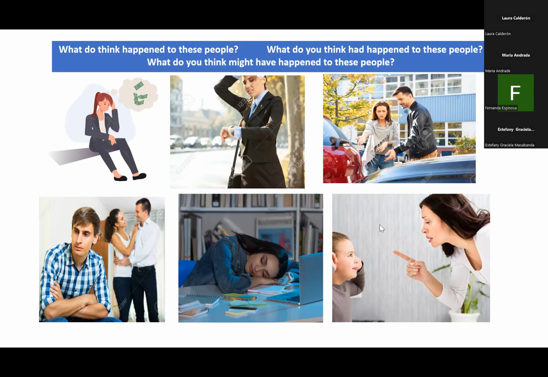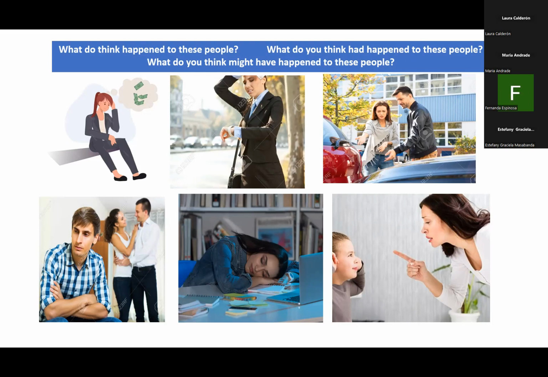The last one. Again, can you tell me, Maria, about picture number 6? The one with the mother and the kid. Yes, the last one. Okay, so I think he might have misbehaved or he was yelling at his mother. Possibly. Yes, okay. All the ideas that you have are good because we don't know. We're just looking at pictures and just talking about possibilities about this.